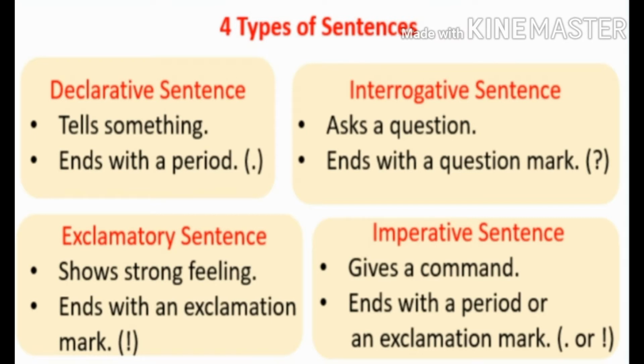Second one, interrogative sentence, which are the sentences that asks a question which ends with a question mark. Third one, imperative sentences, which means the sentences that gives a command, order, request, advice, suggestions, etc., which ends with a period or an exclamatory mark, depends on the situation and the function. Fourth one, exclamatory sentence. These sentences show strong feelings such as surprise, happiness, sadness. This ends with an exclamatory mark. Hope you all are clear about the 4 types of sentences and its function.